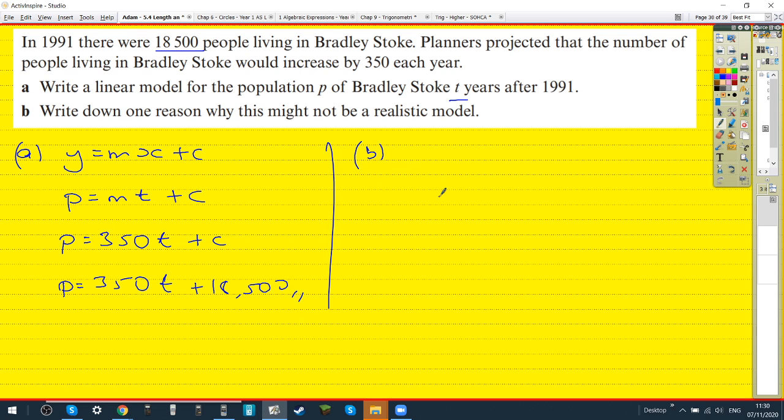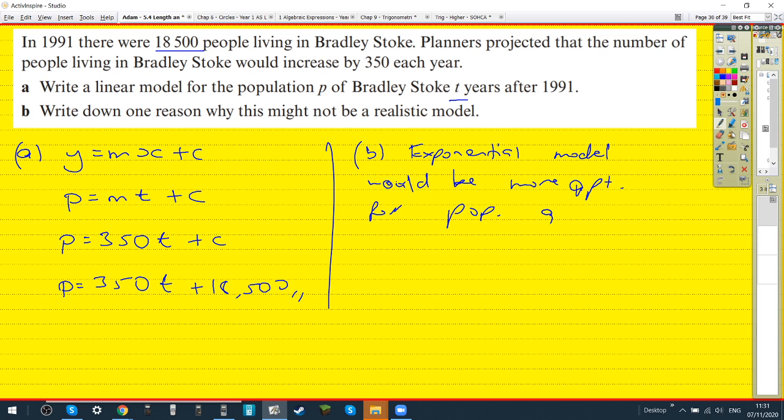B. Why might this model not be realistic? Because there won't be a constant increase of 350 each year. It'll probably get higher over time when time increases. Why would it get higher? Because there's more people, I guess. The population. So that's a very good thing. So it's more like an exponential model. Yeah, if you have double the number of people, you should have double the growth. An exponential model would be more appropriate for population growth.